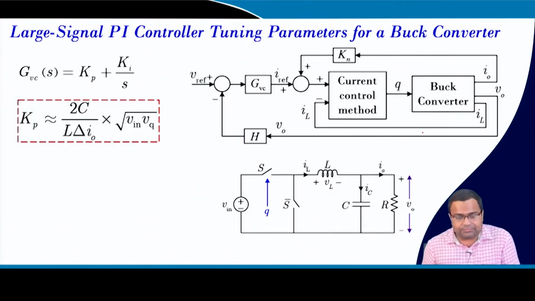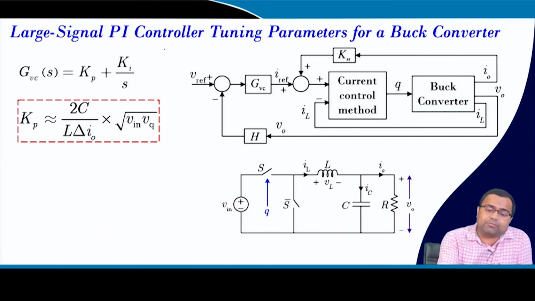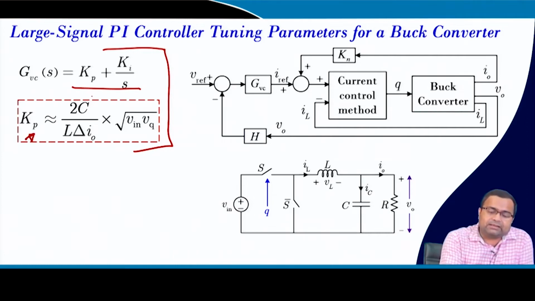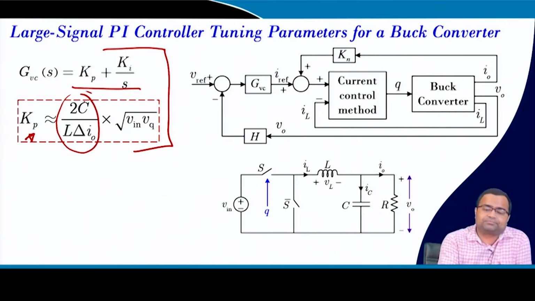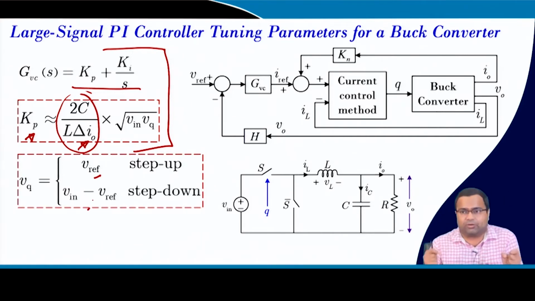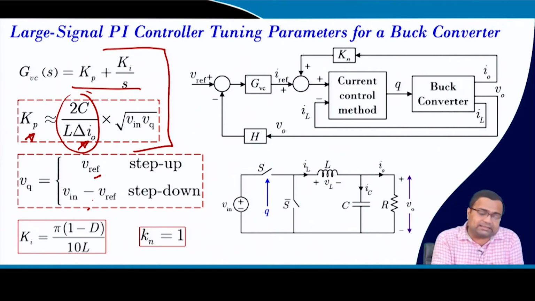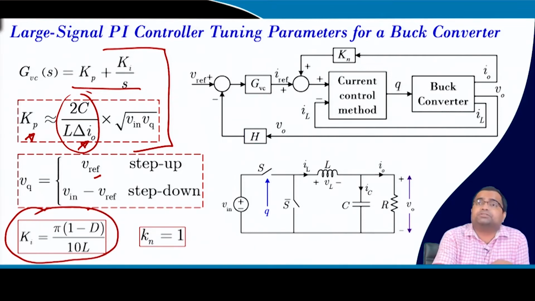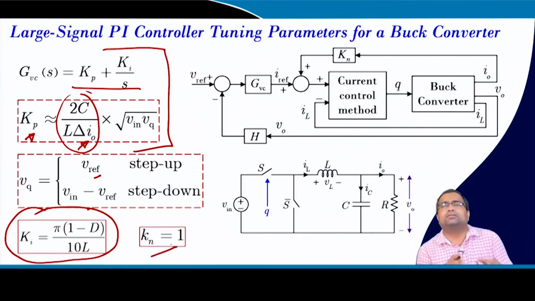So, in current mode control, the tuning parameters we have already discussed earlier. If you take a PI controller for the current loop, the proportional gain is a function of L, C, that means the inductor and capacitor, the step size of the load, and the square root of the input voltage Vq, where Vq is equal to Vref for step up and Vin minus Vref for step down. And we have already discussed that we derived the integral gain Ki from the small signal model, and Kn is a normalized frequency.